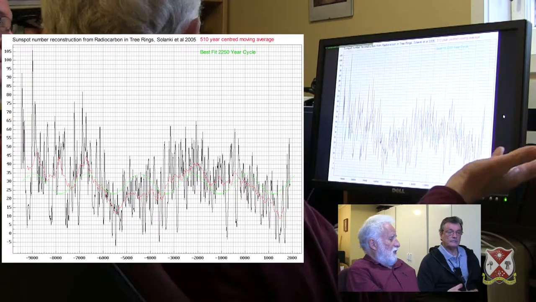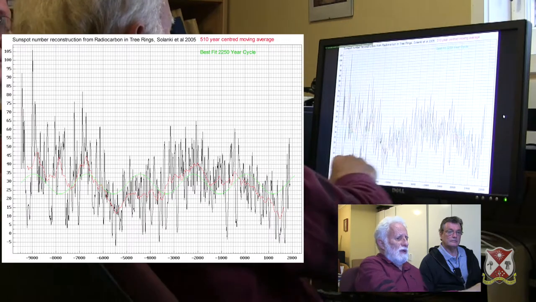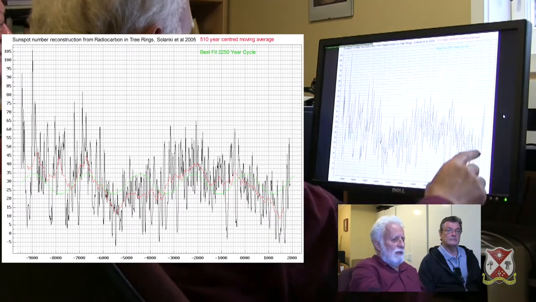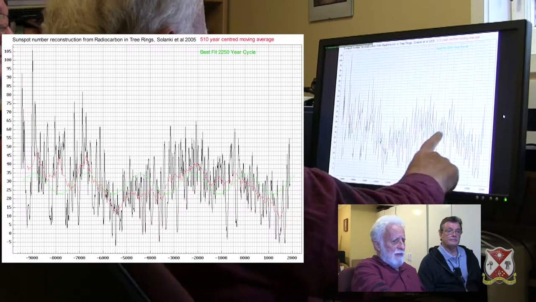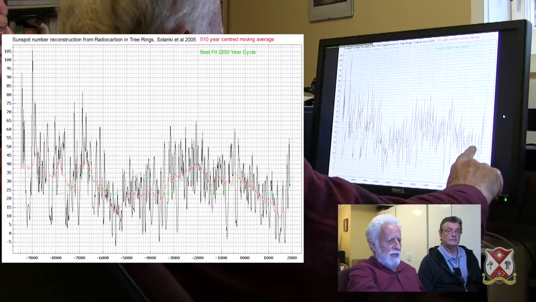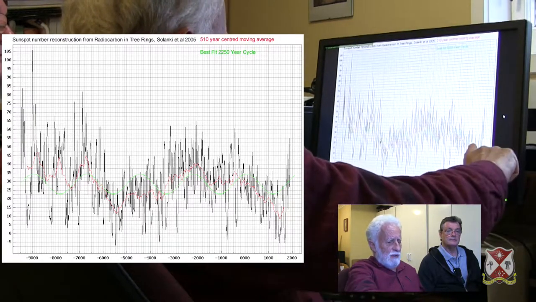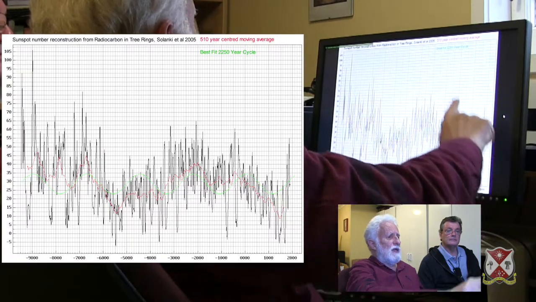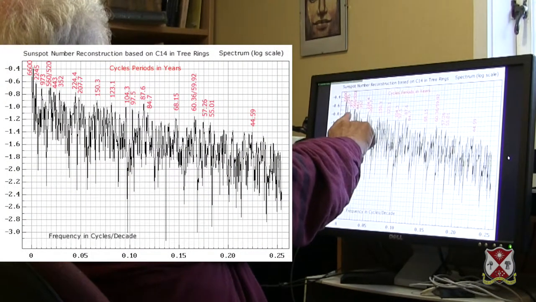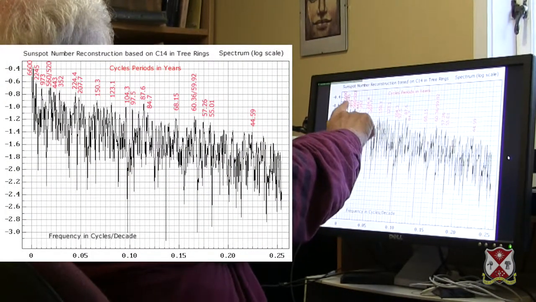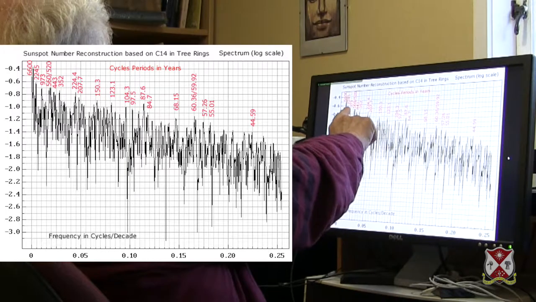So it's not perfect by any means, but it is showing there is something. A 2250 year cycle is the best fit. And on that basis, it went through a dip again about 1100 AD, so it's up for another couple of 100 years yet. Yes. So that's the spectrum of it, showing the 6600 year one that they proposed, a 2245 cycle.